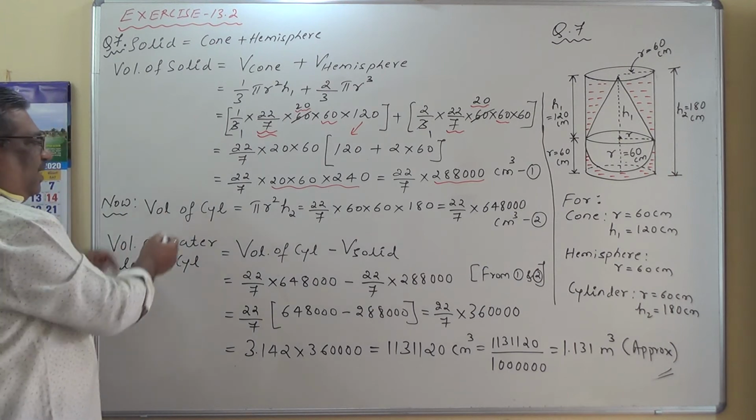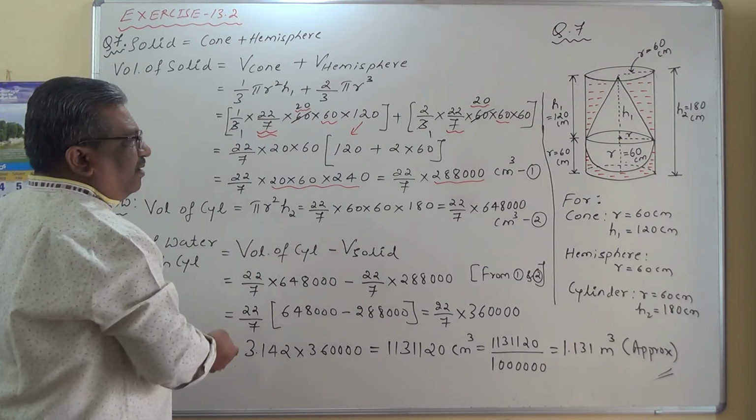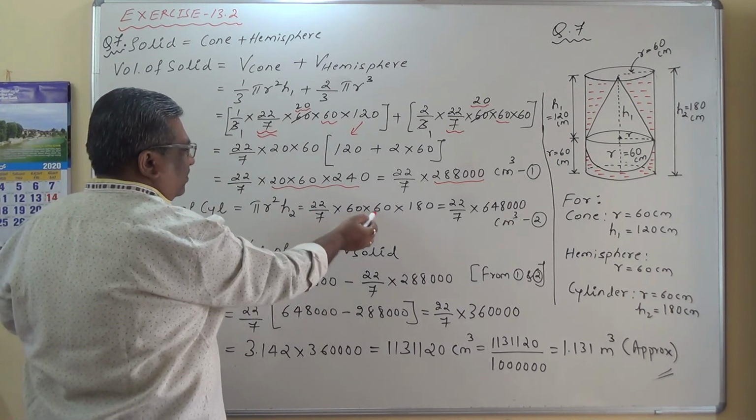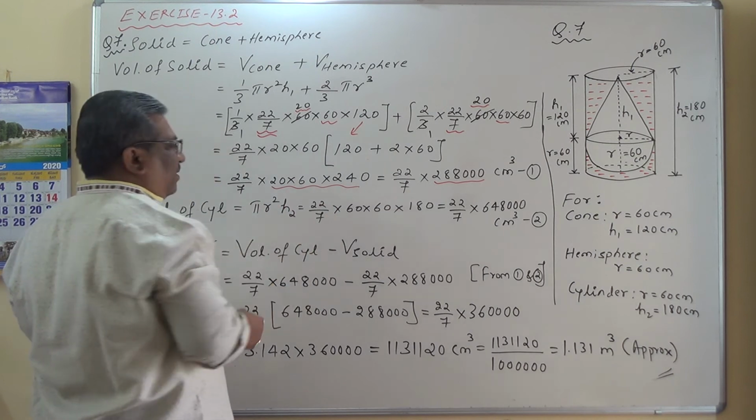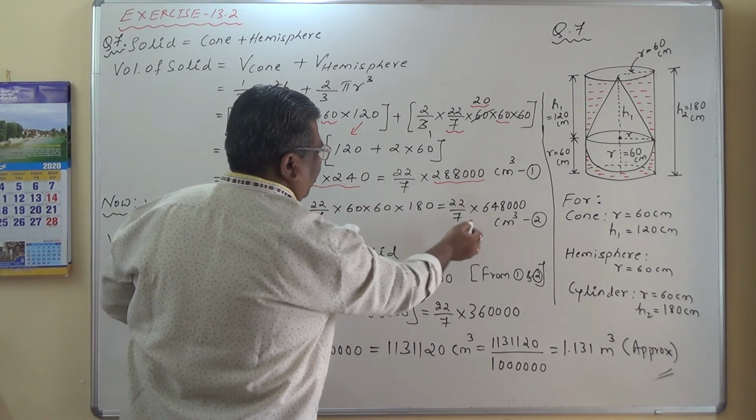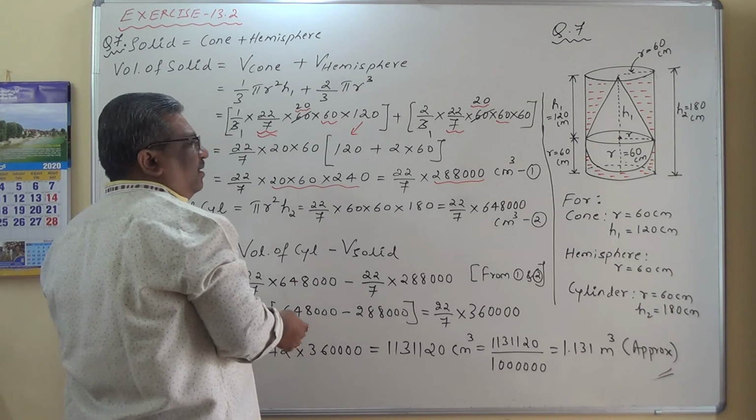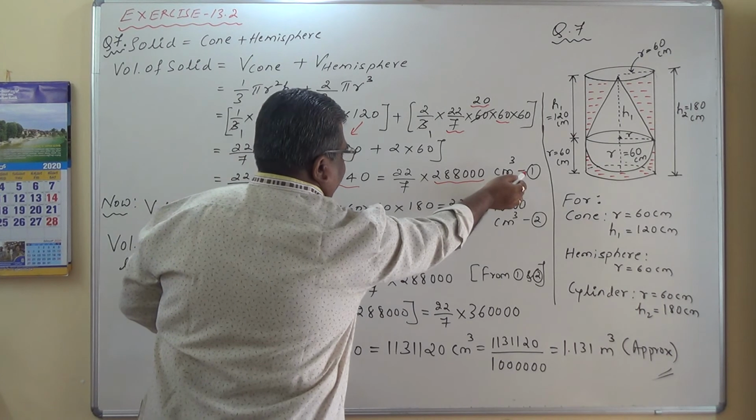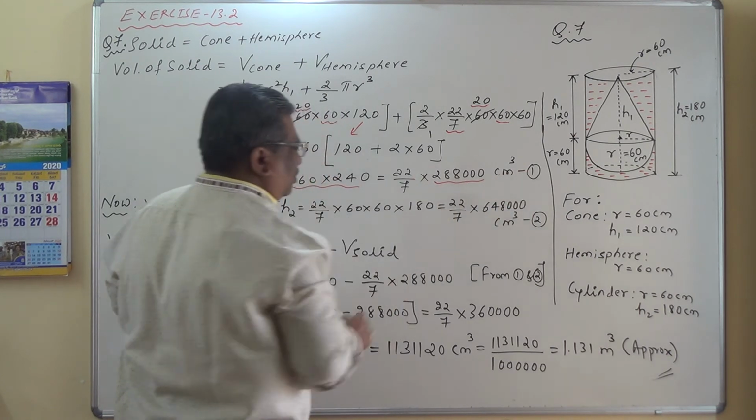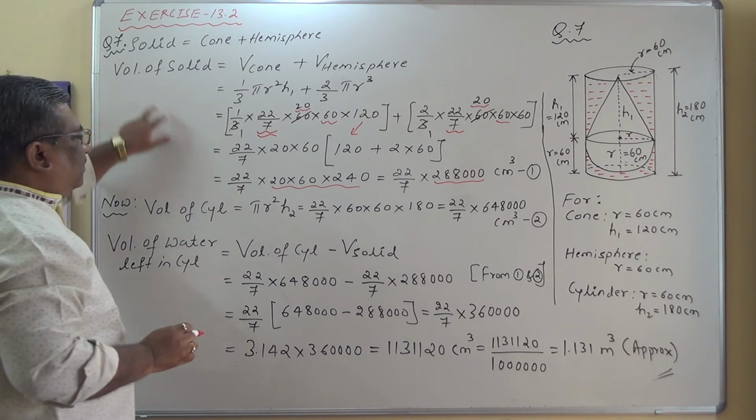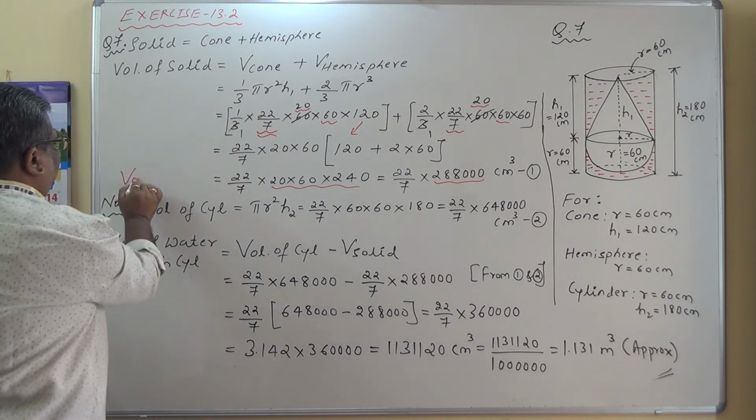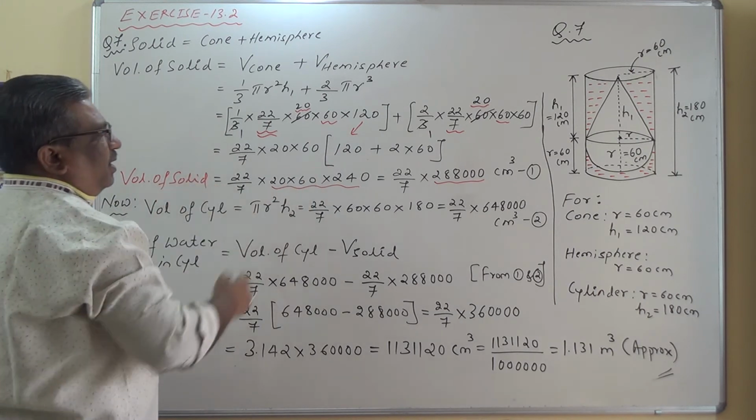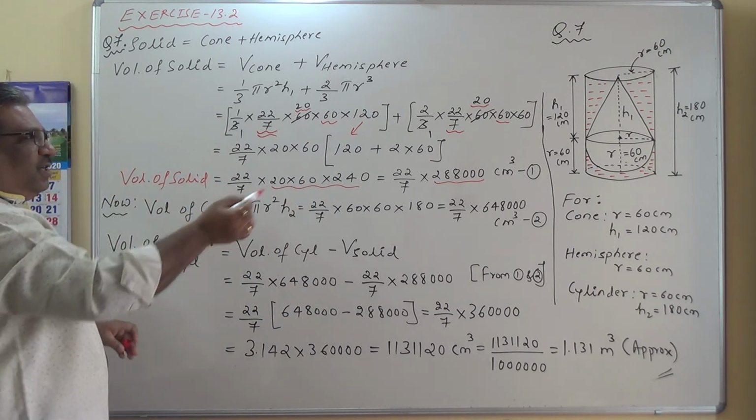So next is volume of cylinder. Pi r square h2 here. H2 is the total height of the cylinder. 22 by 7 into r is 60 into 60, r square, into 180, the height of the cylinder. That gives me 22 by 7 into 648,000 cubic centimeters. So identify that, tag this as 1, this as 2. We have got the volume of the solid. I can write here volume of solid as 1 and volume of cylinder as 2 there.